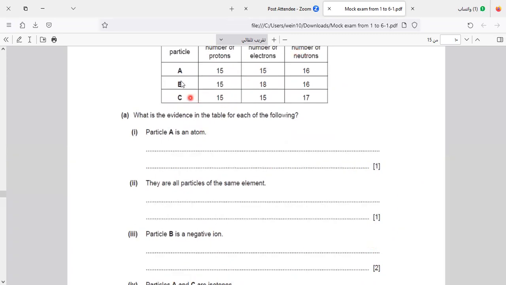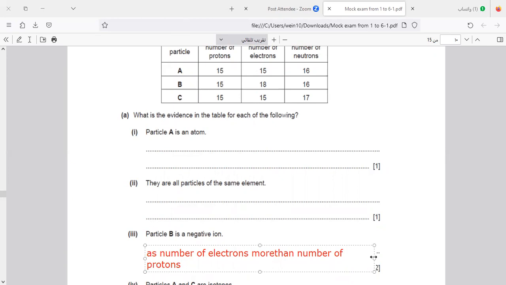Because the number, particle B is a negative ion, because the number of electrons is more than the number of protons. Start with electrons because he said negative ion. This is very important. Don't say because the number of protons is less. Don't start with protons. No, start with electrons. He said negative ion. Add number of electrons, 1 mark, more than number of protons.